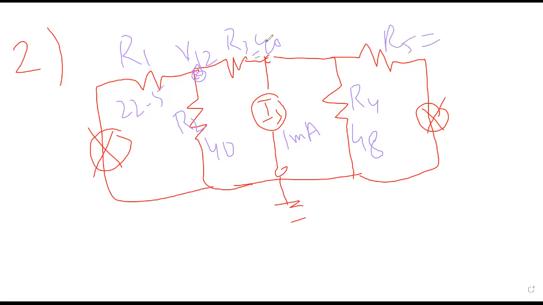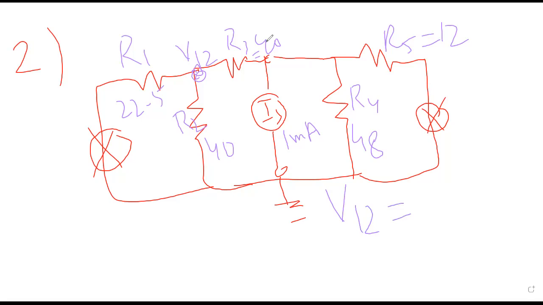R5 equals 12. So these are my 5 resistors, and this is my circuit. For this one, V12, how to find V12?